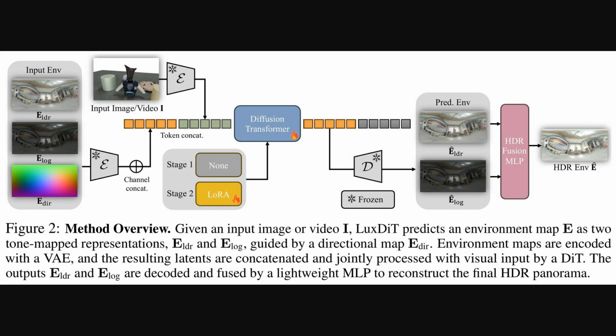So the previous figure established the goals and outputs. Figure 2 shows the core pipeline. The model predicts two tone-mapped environment maps, ELDR and ELOG, plus a directional map that encodes ray directions, which together capture true high dynamic range detail. A variational autoencoder embeds these into latents, which are concatenated with input image or video tokens and processed by a diffusion transformer. The decoded ELDR and ELOG are then fused by a lightweight mixer to reconstruct the final panorama.